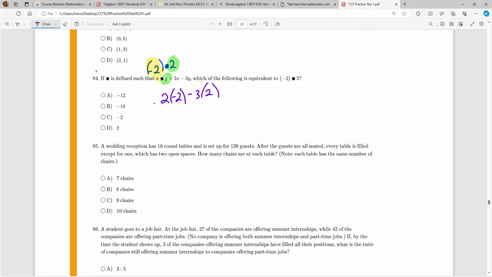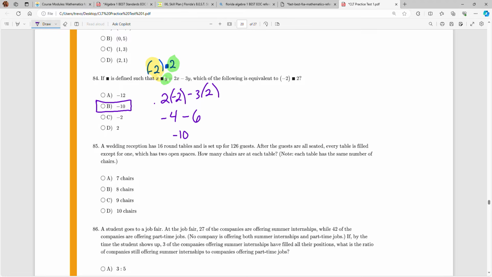And now positive 2 times negative 2, a positive times a negative is a negative. 2 times 2 is 4, minus 3 times 2 is 6. We're at negative 4, and we go back 6 more. So we're going to be at negative 10, right? The signs are the same, so really we add the numbers, and then it stays negative. The correct answer for number 84 was indeed B.